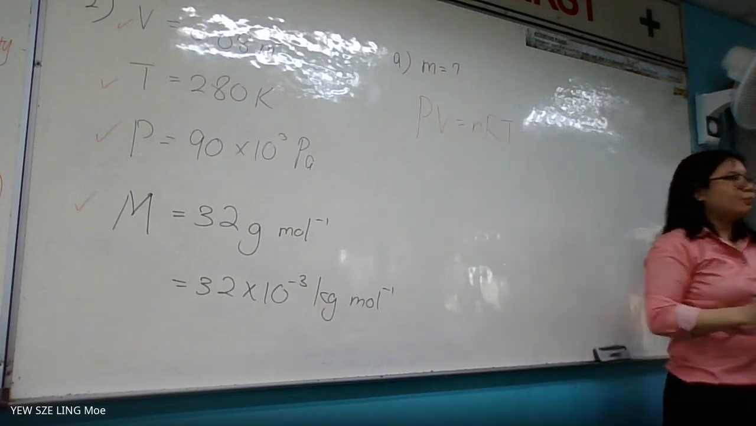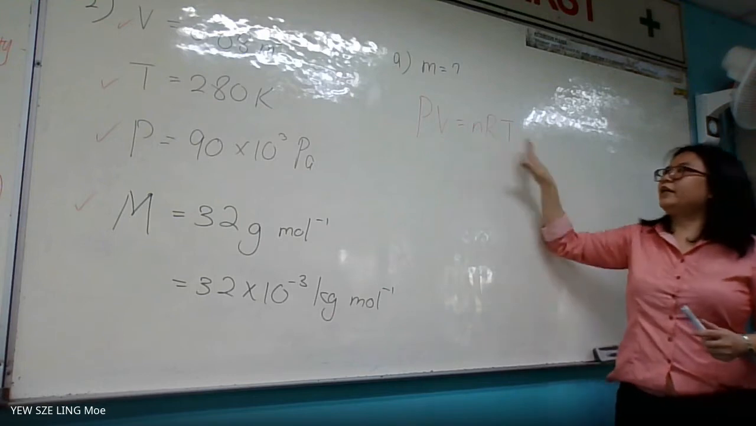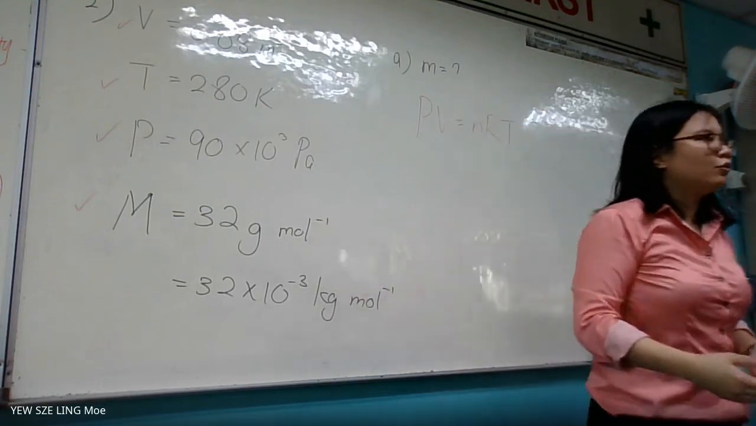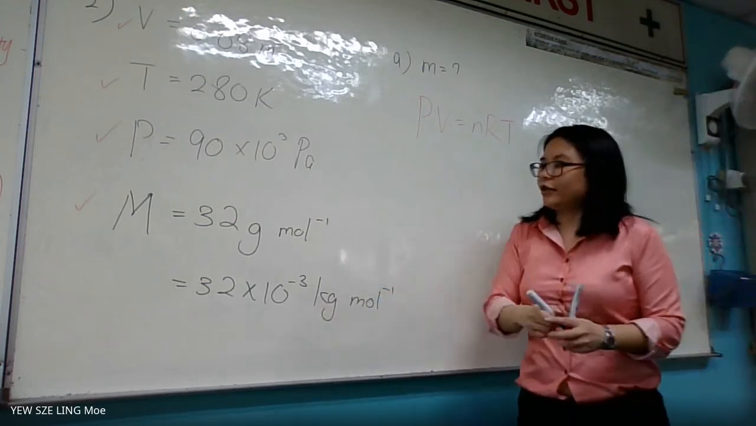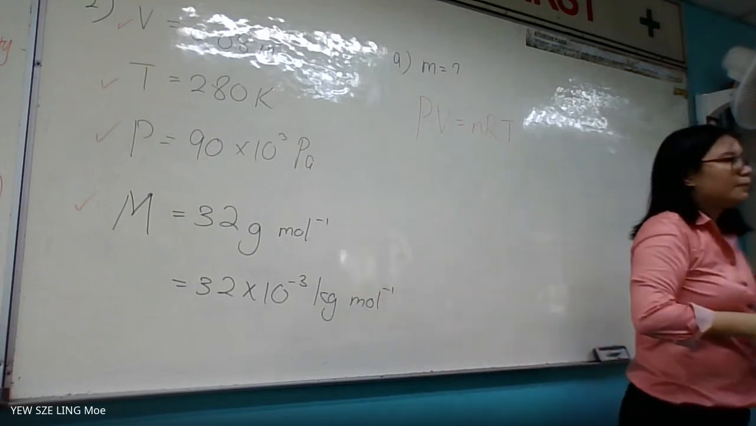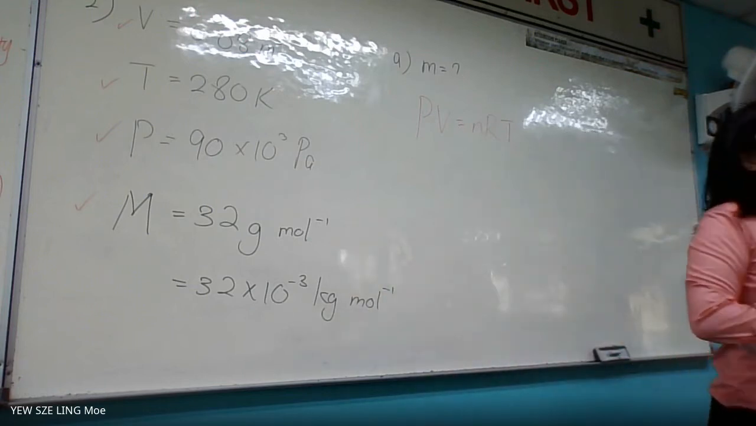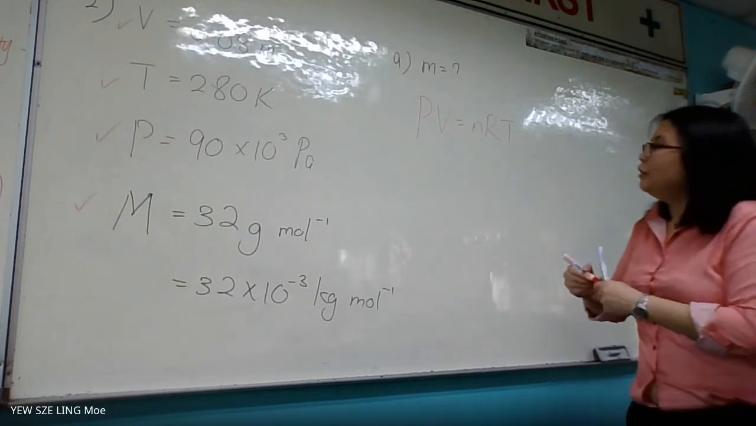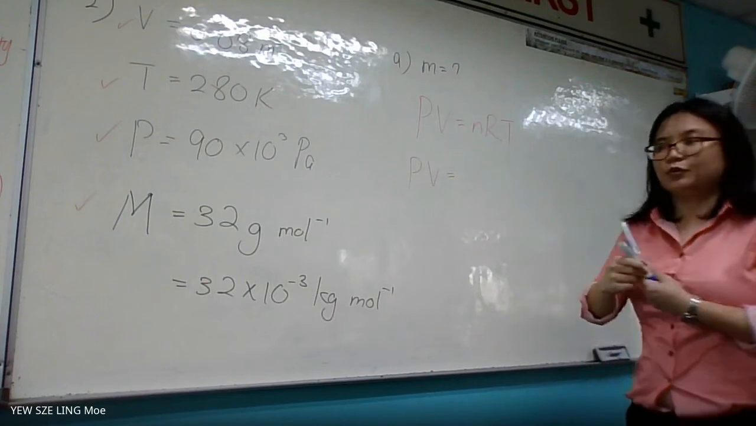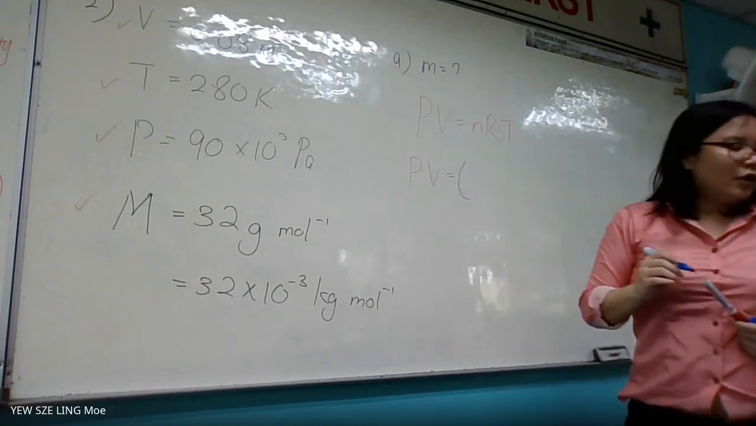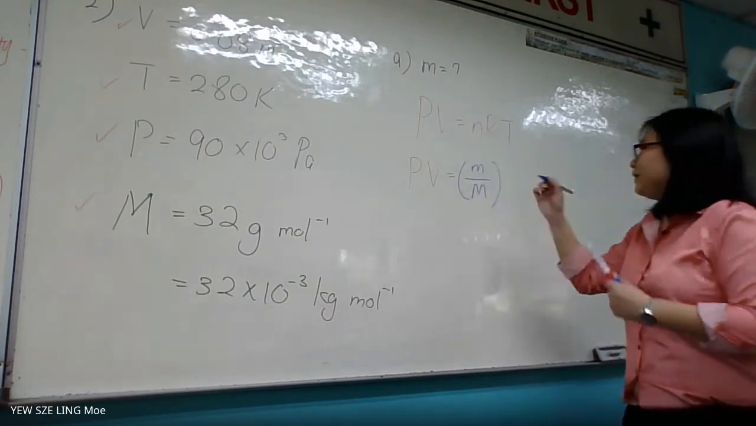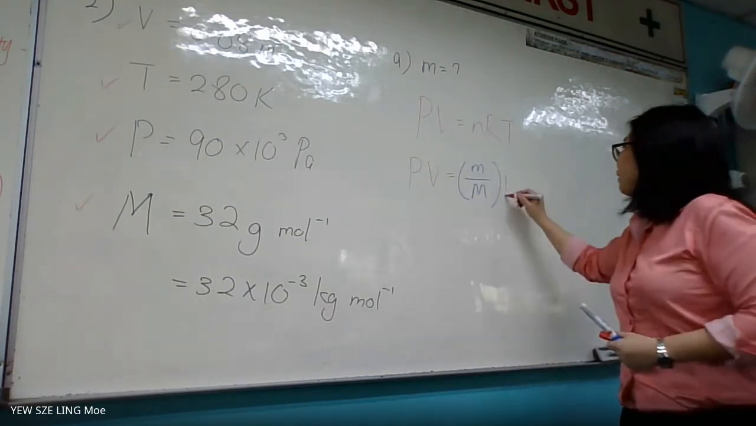My next question would be, how am I going to relate this equation to molar mass? What can I do to link this information, to modify this equation so that it can be used with the molar mass? n equals m over M. Good. So now I'm going to expand the equation. So I have PV is now equal to small letter m divided by molar mass, RT, right?